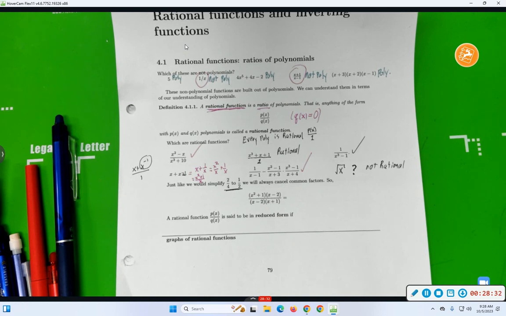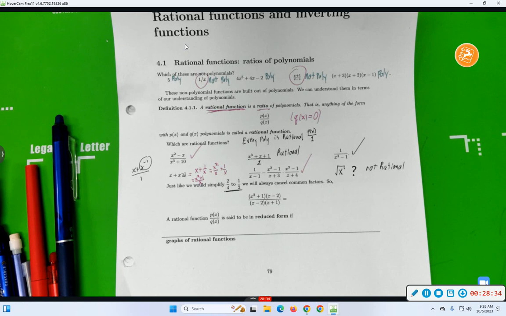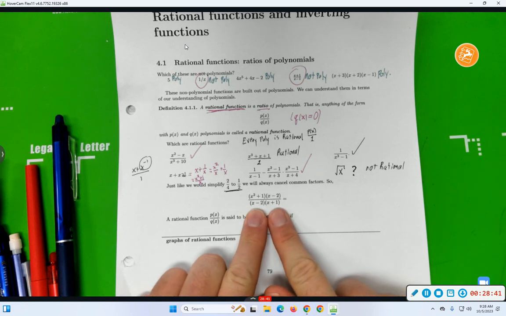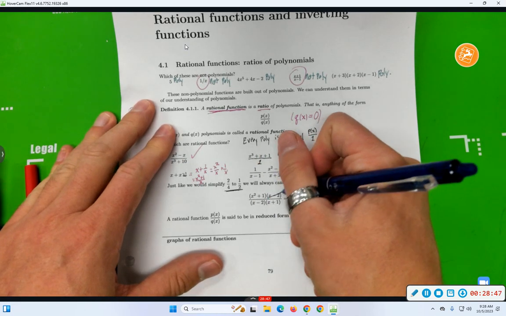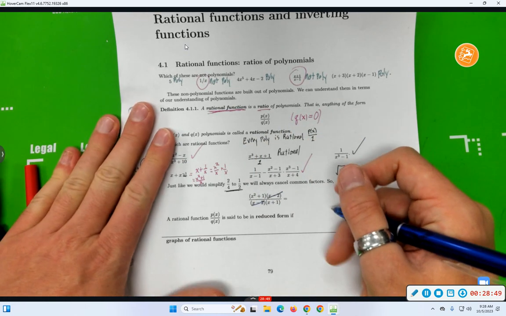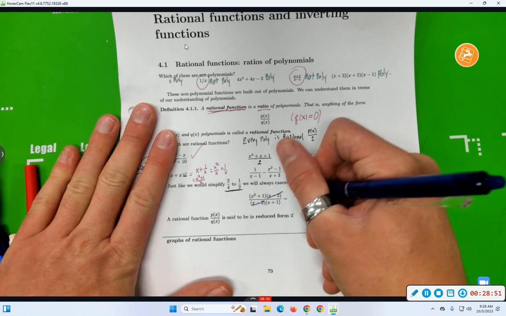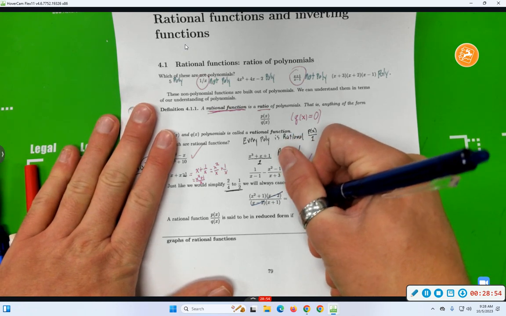Same thing with rational functions. If you see any common factors, you should cancel them. So, if you ever manage to get the numerator and denominator factored, and you find a common factor, you should cancel them. X squared times x minus 2 divided by x minus 2 times x plus 1 is x squared divided by x plus 1.